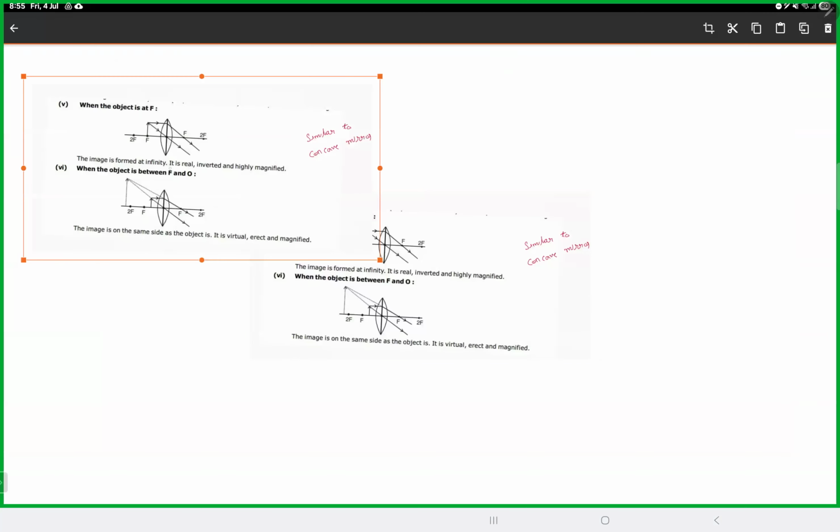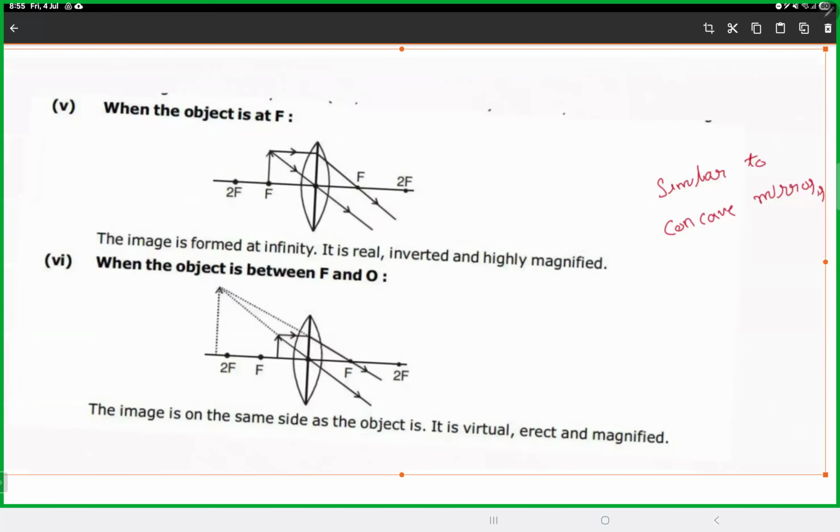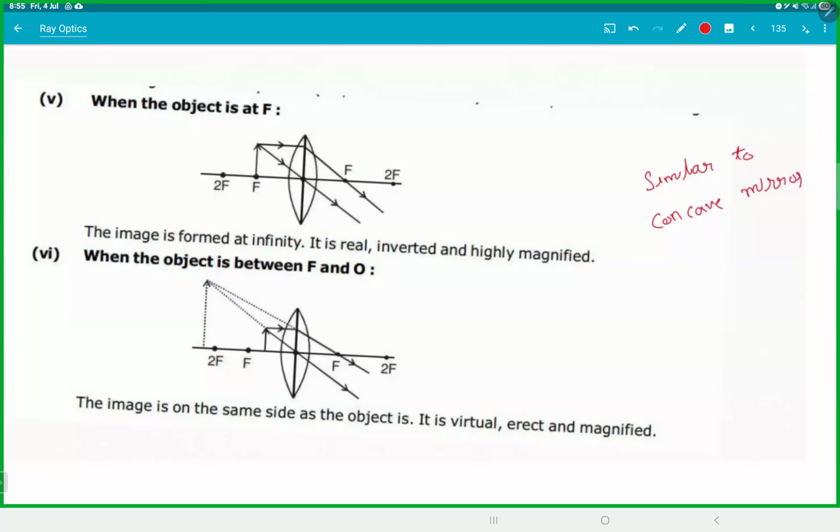This is the case. When object is at focus, image is at infinity. Object is between f and the optical center, image is virtual, erect and magnified. Clear with the 6 cases? Can you see the results? They look kind of like concave mirror. The only difference is that concave mirror images used to form here and are just getting reversed.